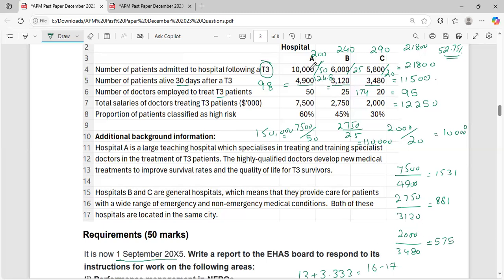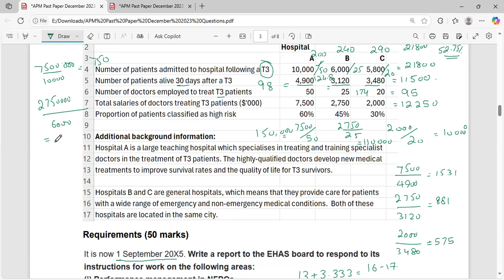If we divide this cost by total patients, like 7.5 million divided by 10,000, then what is the cost? 750 per patient. Then we have 2,750,000 divided by 6,000.